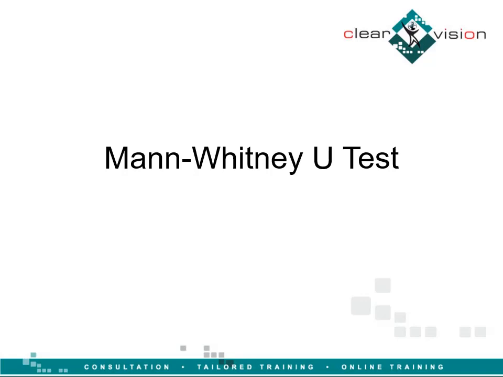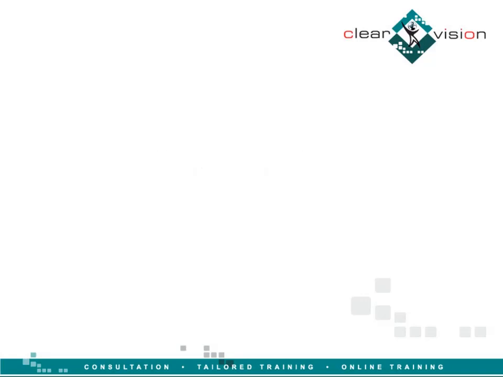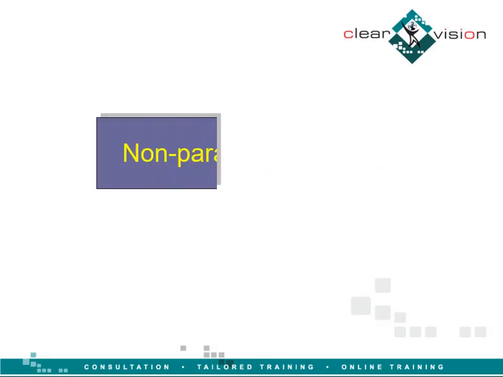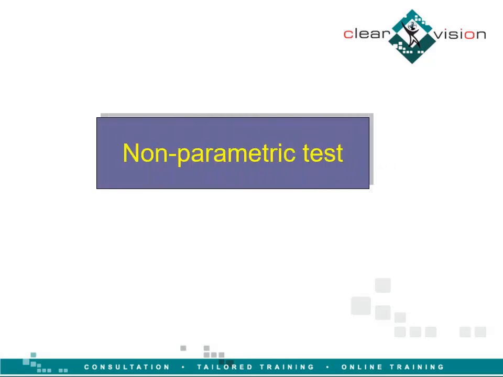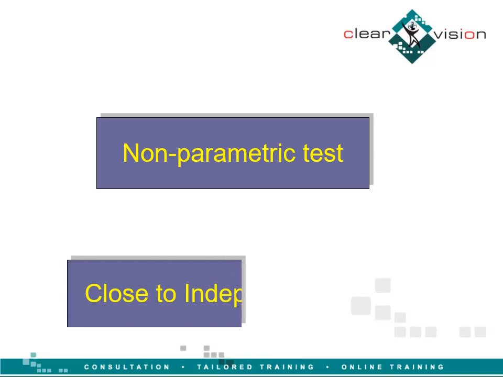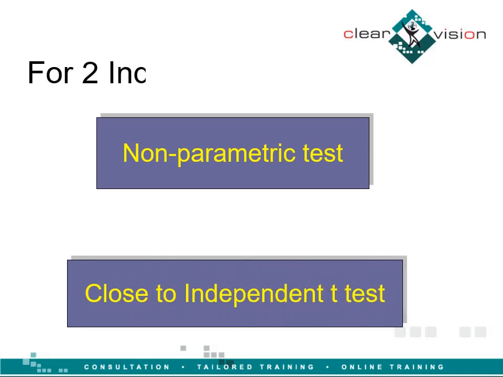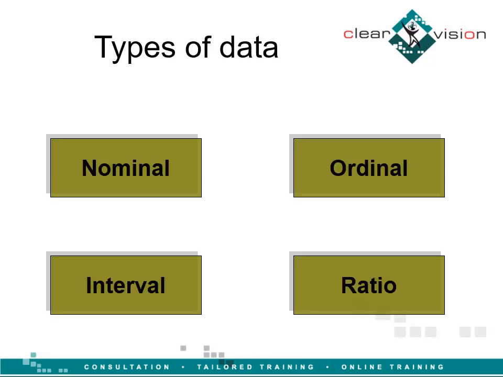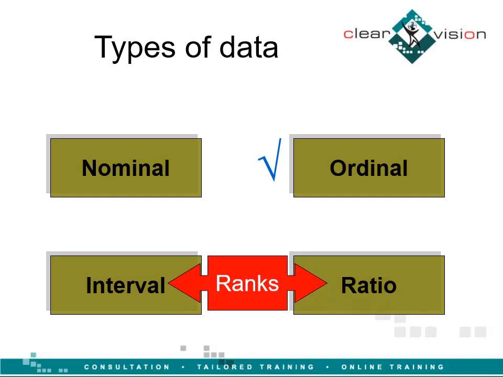Mann-Whitney U Test. The Mann-Whitney U Test is a non-parametric test, which is very close to the independent t-test, which involves comparison between two independent groups. The Mann-Whitney U Test is used for ordinal data, or for interval or ratio data that are changed or transformed into ranks.